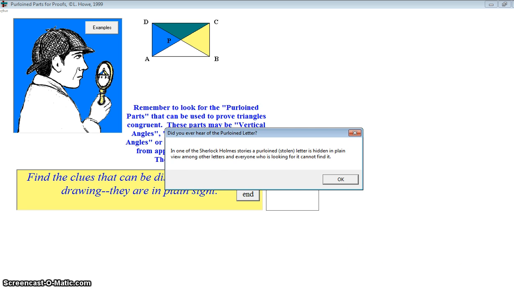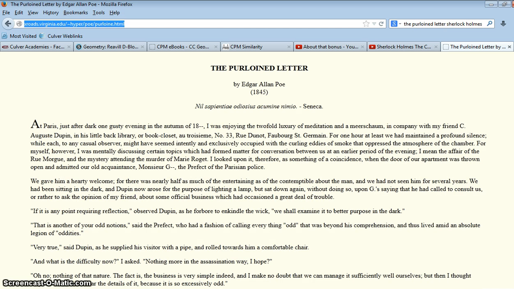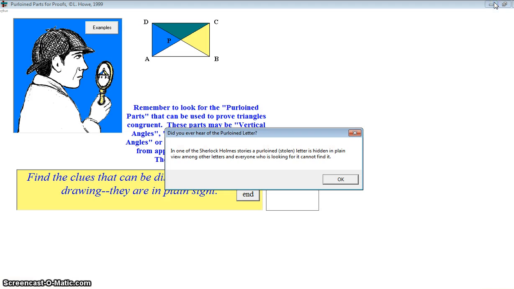So, for the sake of evidence, this is not exactly true. The Purloined Letter is a story by Edgar Allan Poe. It does not contain Sherlock Holmes, but it is a story of deductive reasoning, and I will post this link to tonight's homework page in case you want to read the story. It's a good one, and it's worth reading. It was later made into a short movie with Sherlock Holmes. So Sherlock Holmes has certainly been associated with the idea of this purloined letter.